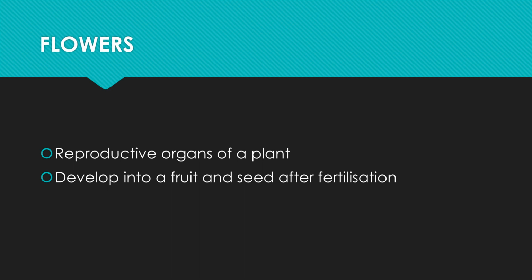Flowers. Plants, they have flowers. Flowers are very attractive. The reproductive organ of a plant is a flower. It develops into a fruit and the seeds after fertilization. I want you to understand this. The flower grows into fruit and the seed after fertilization. So fertilization has to take place, then a fruit is there and then seeds.